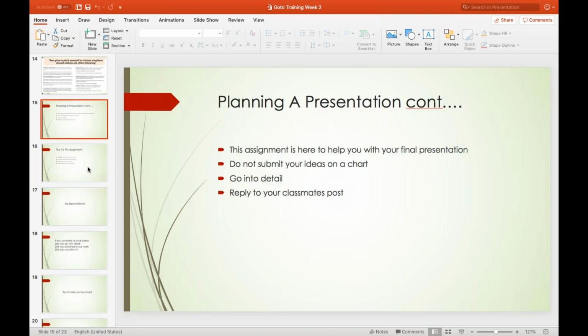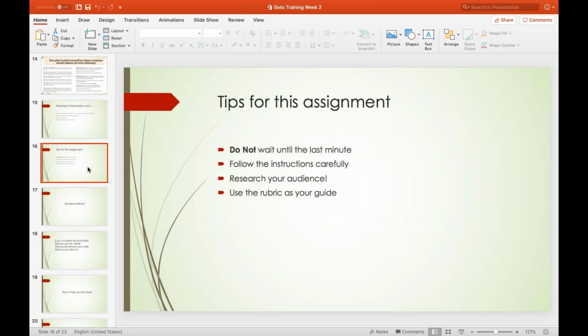All right, and tips for this assignment: do not wait till the last minute. This assignment will take a little while. It's going to involve research. Research your audience. Know what they're looking for. Know what each position requires, and follow the instructions very carefully. All the instructions are laid out for you. Some of the questions you have to answer, the formatting, and the examples are in the instructions. Follow that very carefully, and use the rubric as your guide, so you know what I'm looking for and where I'm taking points off. You'll have all the tools you need to do this assignment and get the 100 I want to give you all.